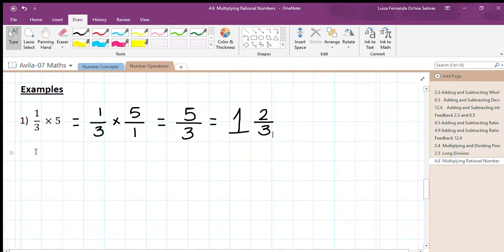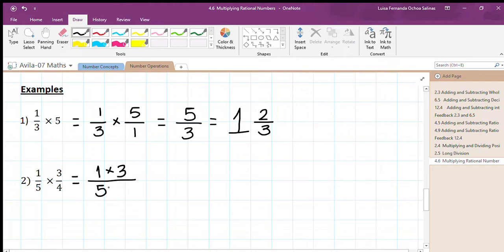Now let's do my second example. My second example is 1/5 times 3/4. So again, first thing that I check, can I simplify anything? No, I have 1/5, I cannot simplify anything, and 3/4 I can't. So now I'm going to go 1 times 3. Now I want you to start getting used to writing this like this: 1 times 3 divided by 5 times 4.